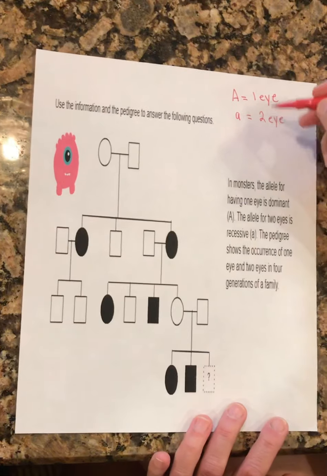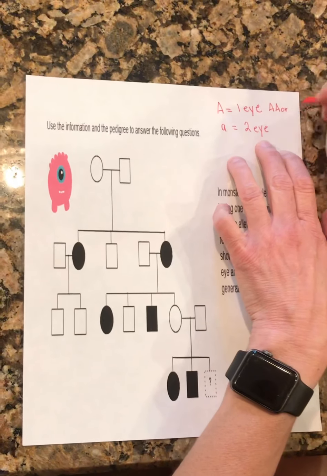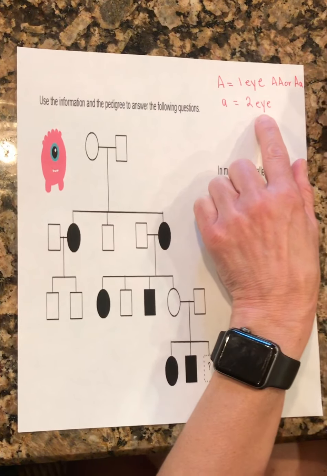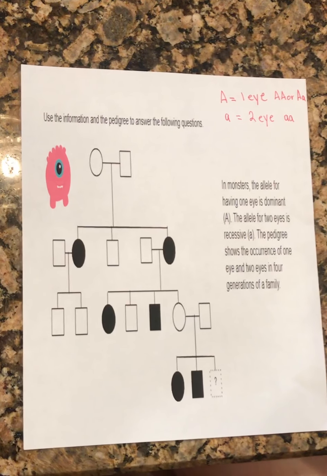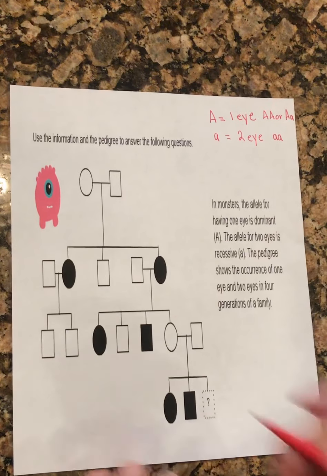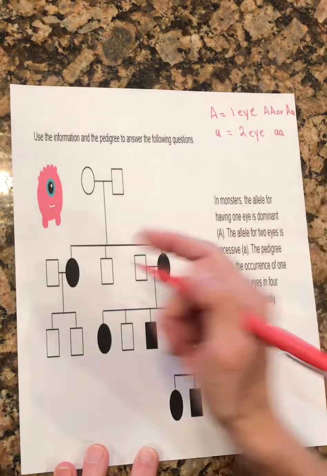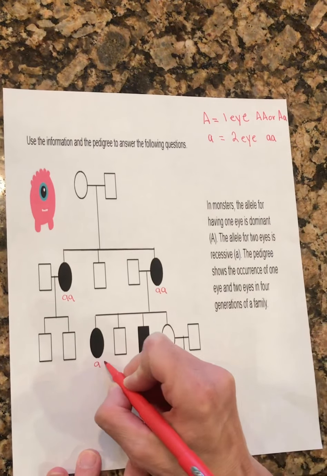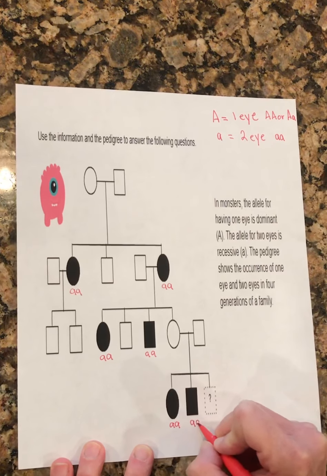If you remember, if it's dominant, it could be A, or heterozygous A, little a, which means they were a carrier. The only way that an individual would have the phenotype of 2 eyes would be little a, little a. I'm going to go through this whole pedigree, and what I always start with is writing down what I know for sure. The ones that are shaded in would all have to be little a, little a, because they would have 2 eyes.